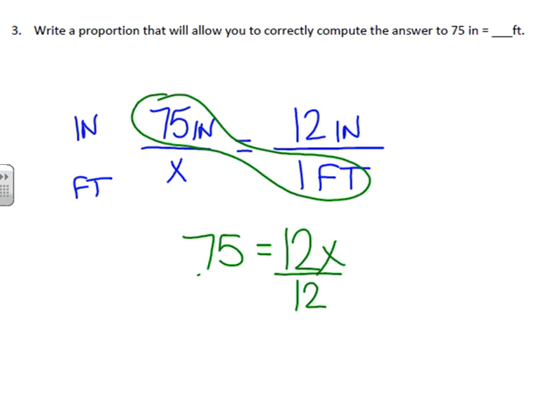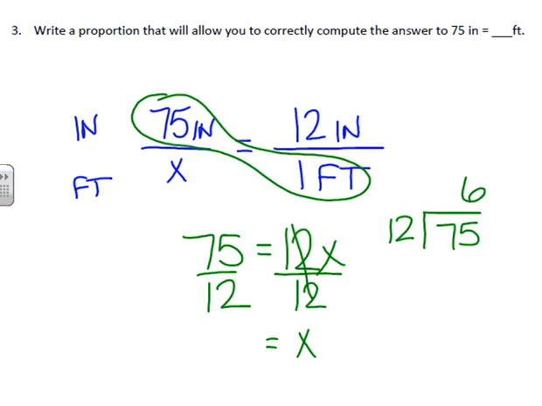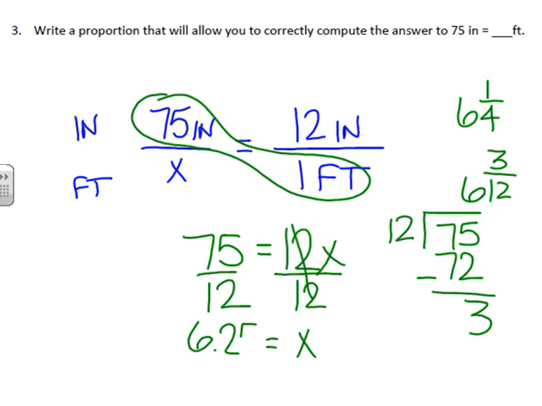I'm going to divide by 12 on each side to get 1x. And then when I do 75 divided by 12, 12 goes into 75 6 times with 3 left over, so I could write it as 6 and 3/12, or that would be equal to 6 and 1/4. I'm going to write it as a decimal, so 6 and 25 hundredths, and the units are going to be feet. So that means that 75 inches would be equal to 6 and 1/4 of a foot.